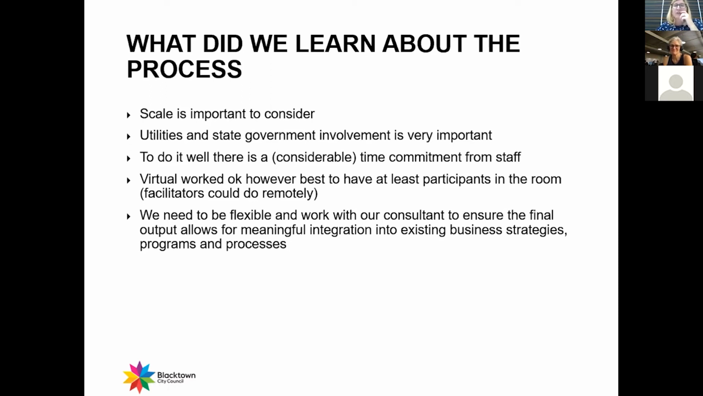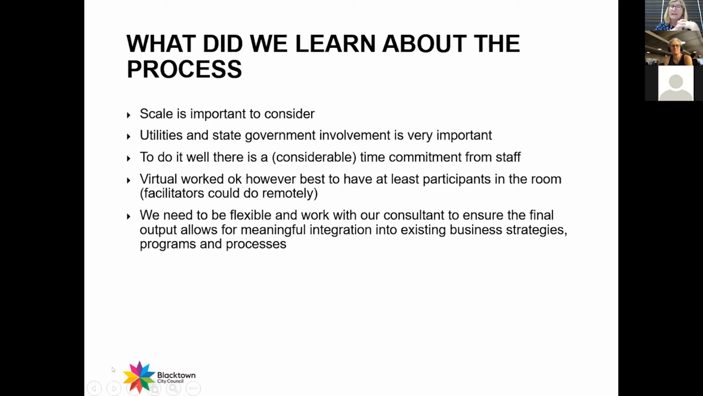So I think virtual does work okay if you're trying to keep costs down and not have to fly people interstate. But I think there is significant value, as Jan alluded to, in actually having people in that room, having those informal conversations. Perhaps the facilitators could do it remotely, maybe, but I do think that having people in together is a better way to do it.